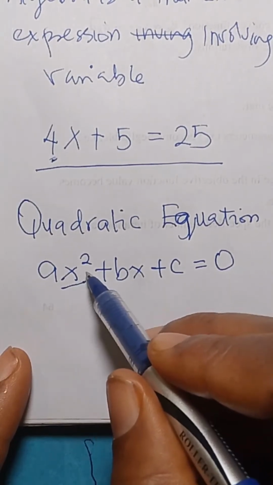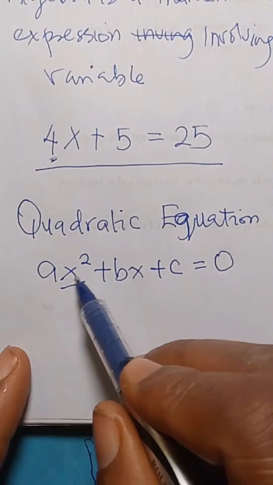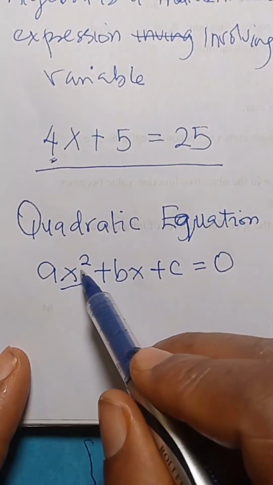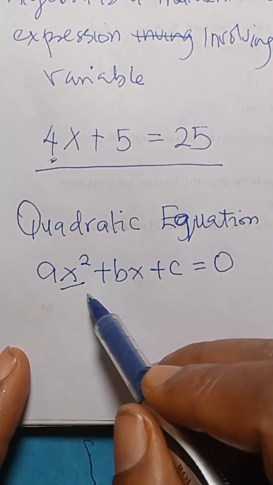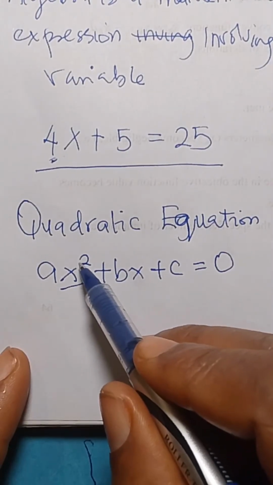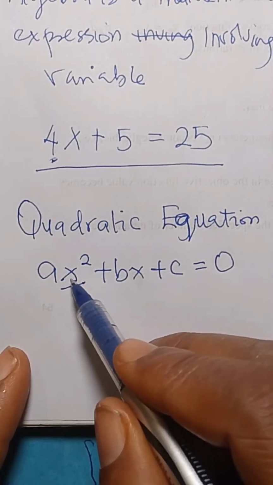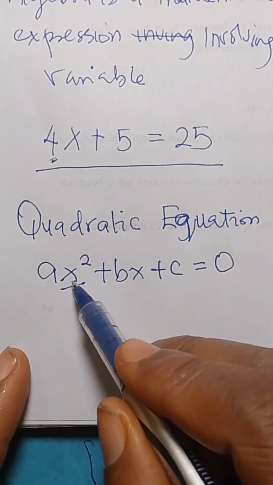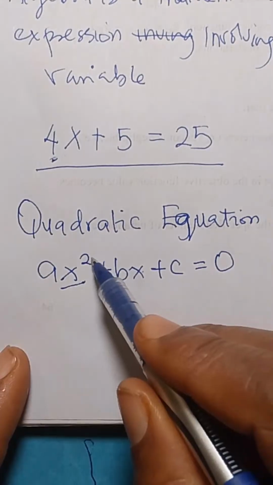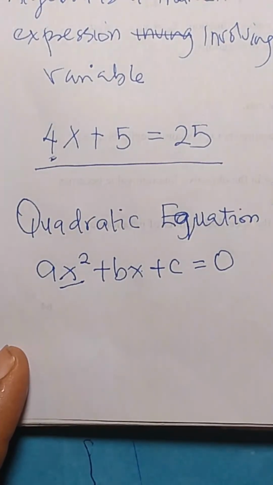Let's say we have x cubed, it's not quadratic. Once it's x squared, it's quadratic. If you have x to the power 1 over 3, it is not quadratic. If I have x raised to the power 0.3, it is not. So it must be 2. Once we have the highest power in the equation, like here, we have x to the power 2, x to the power 1, so the highest power is 2. That makes it a quadratic equation.